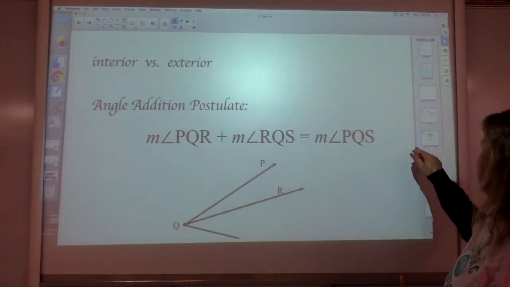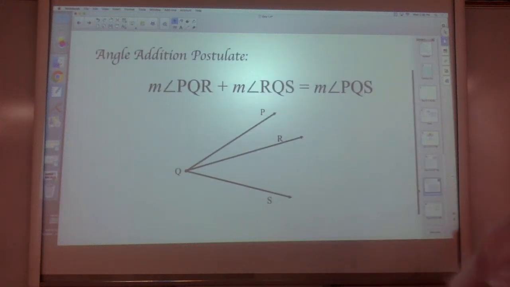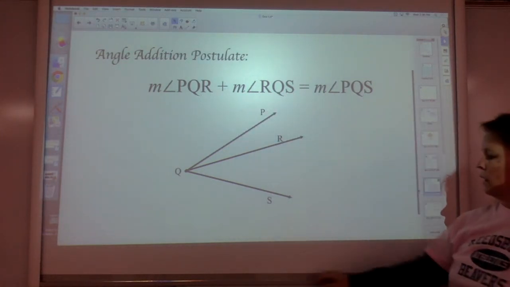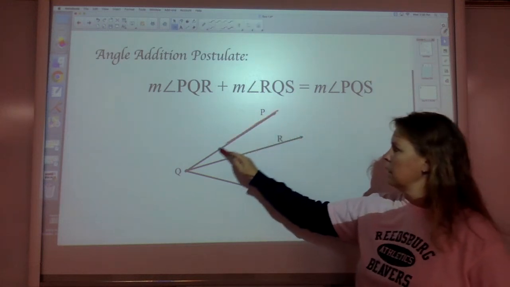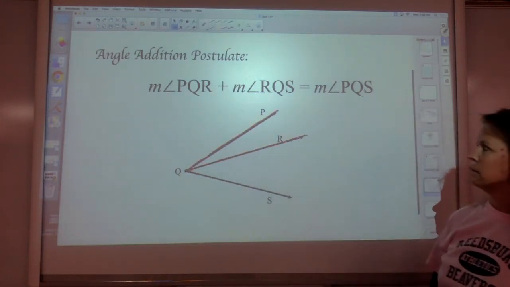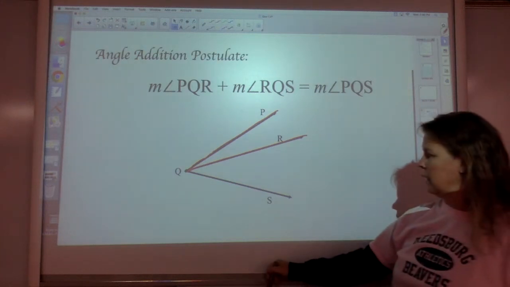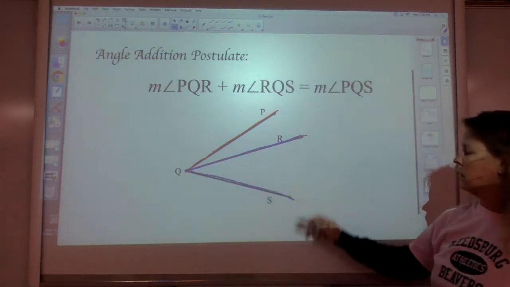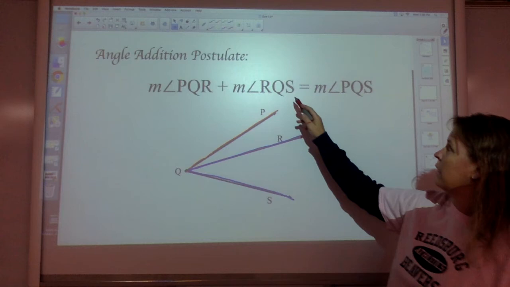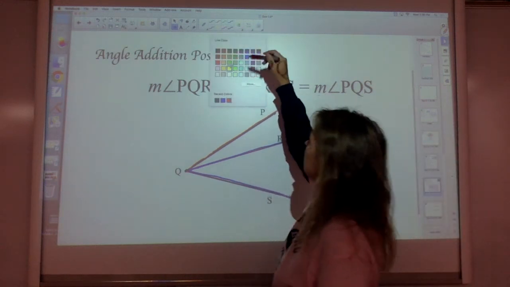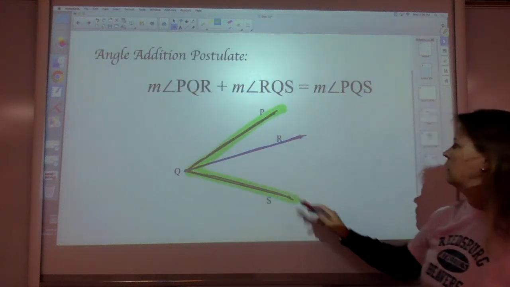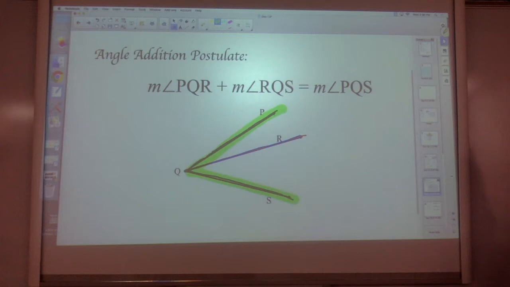Let's draw it so that you have a drawing of it. Put the Q as the vertex. The Q has to be the vertex because it's the one in the middle right here. And we name this angle PQR. We add it to angle RQS. And when you're done, you get the measure of angle PQS. Two little angles make a big angle.